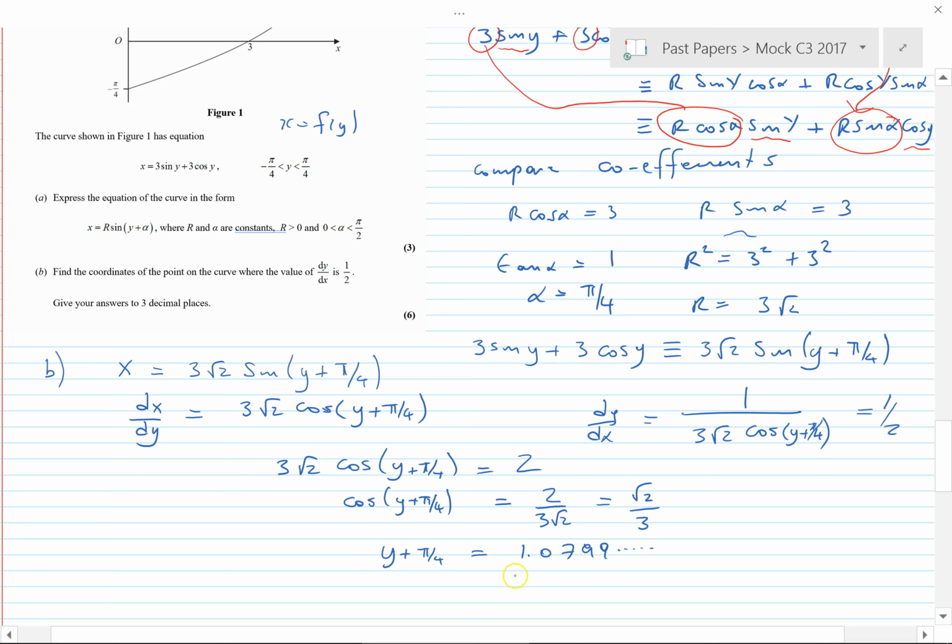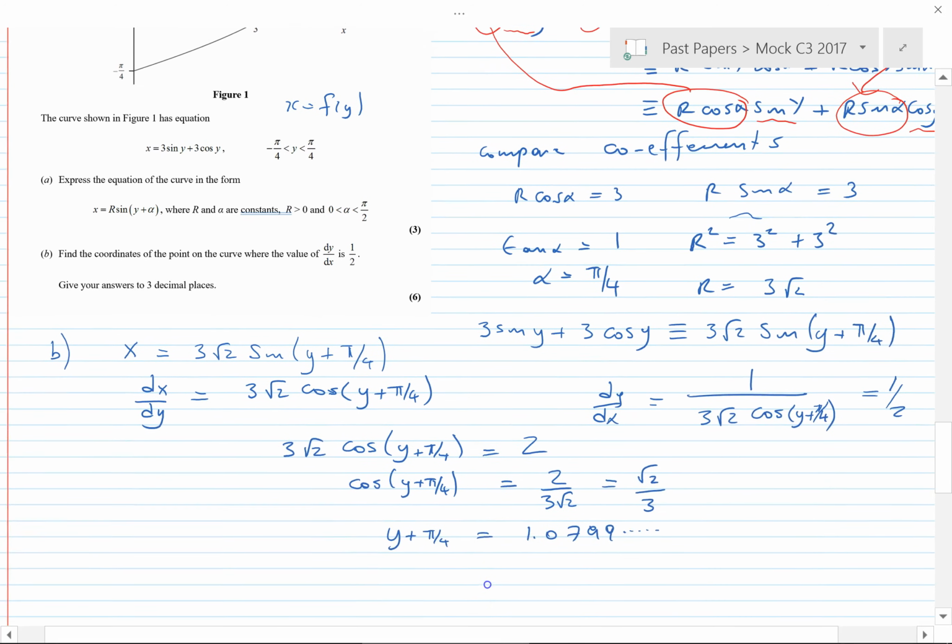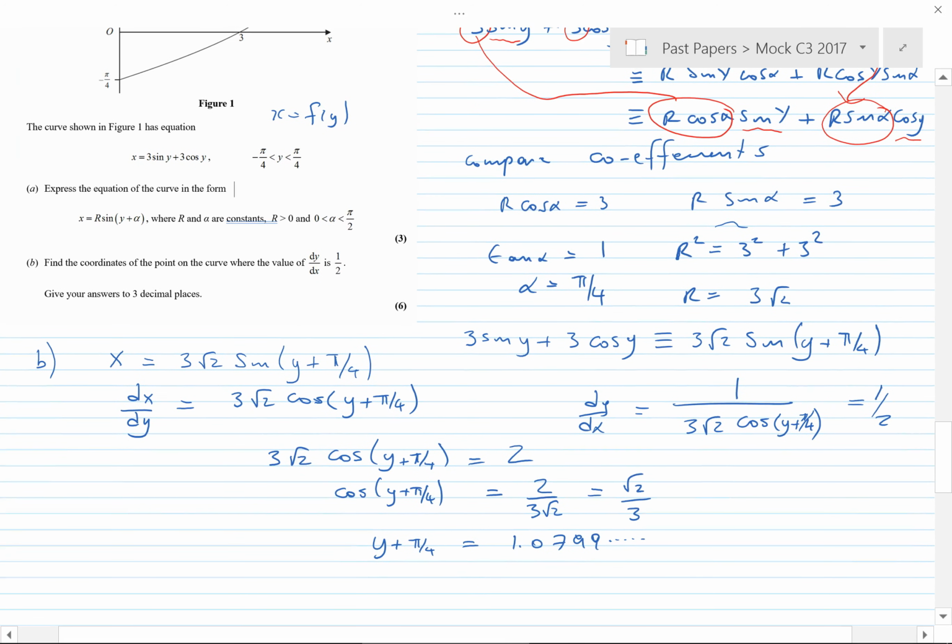So if I add 2 pi to this, for example, I'm going to be way out of our range for y, even after taking pi by 4 off. And also, if I take the negative of that and take pi by 4 away, I'm going to be off it. So that's the only solution that I need to consider. There are other ones, but in this range, that's the only one that's actually going to be valid.